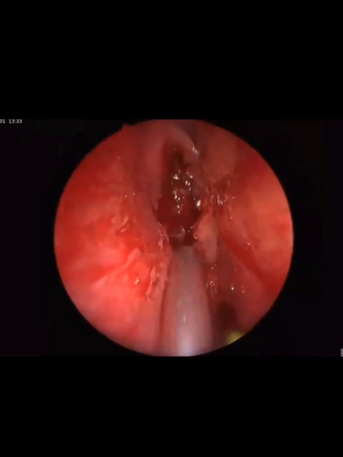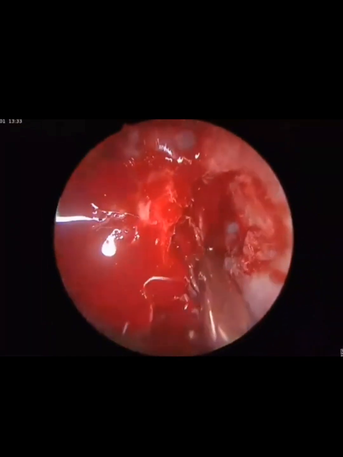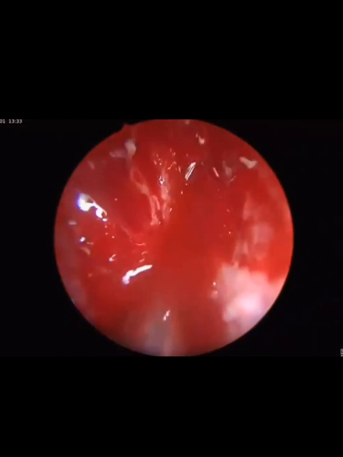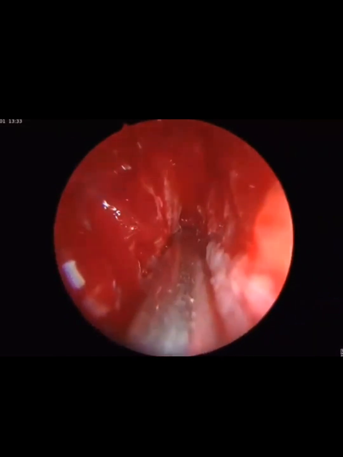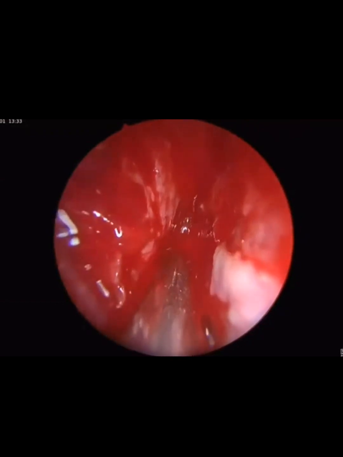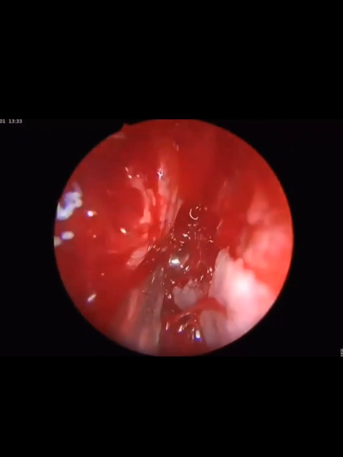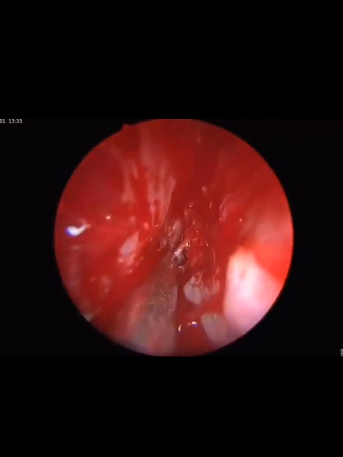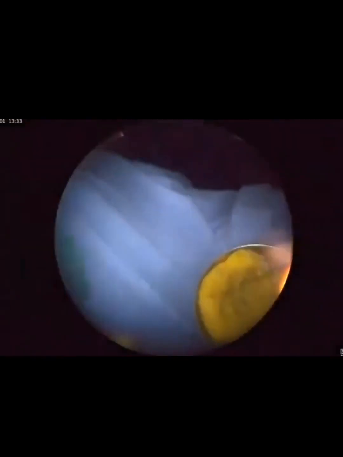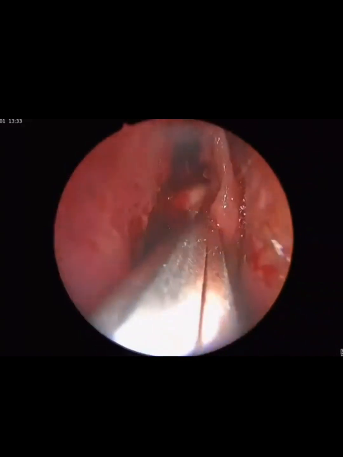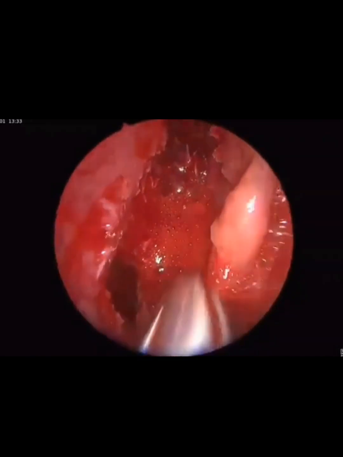Suction. Let me check because bleeding is there. No. Wait. Yes. Bleeding is there. I have to wait for a few minutes also. Merocel. I have to wait for 2 minutes. You can change over to another OT also, sir.